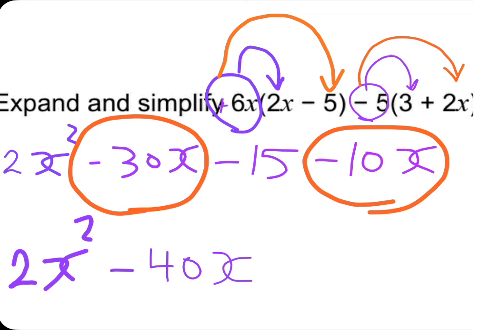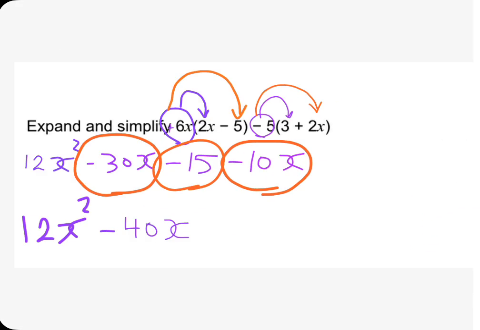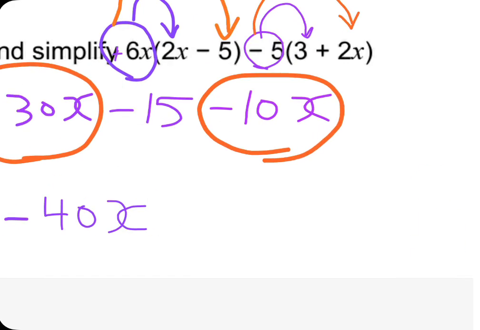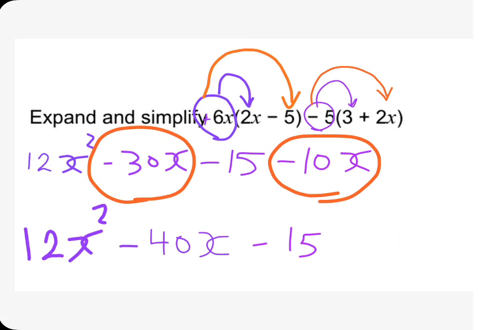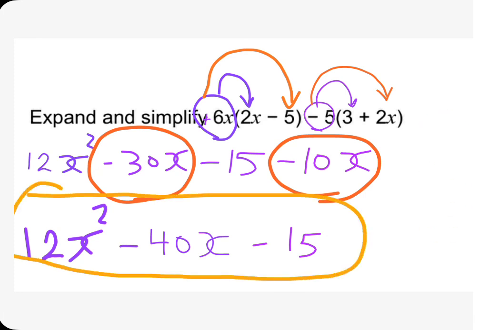Now, the last thing we left is negative 15. Do we have any part of the expression that looks the same? No, we don't. So we put it as it is. So the answer will be like this, negative 15. So after expanding and simplifying this expression, we came to this answer. And this is the final answer of this question.